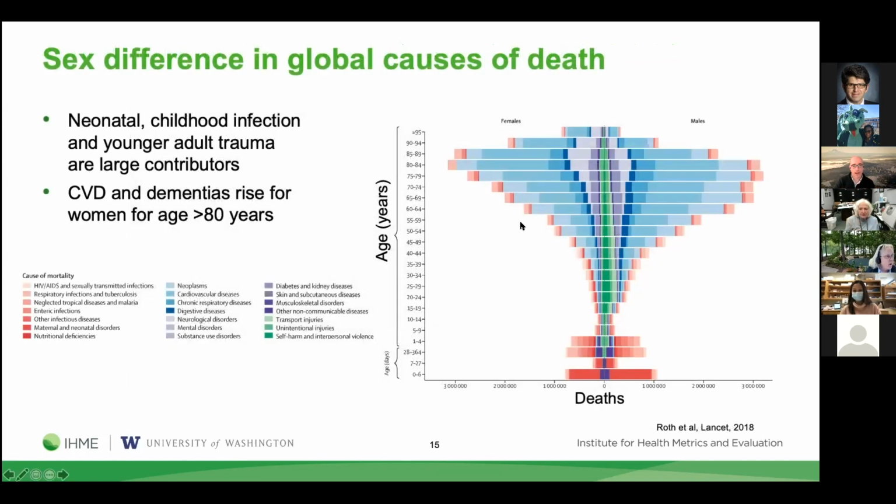I like this figure. It's a way of looking at patterns of mortality globally by age and by sex. We sort of call it the butterfly picture. It tells us a couple important things.